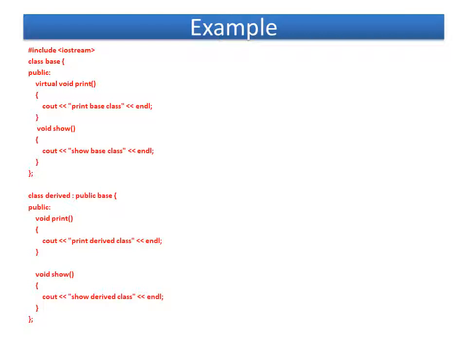So here we have two classes. One is class base, another one is class derived. Here this is the parent class and this class derived is the child class. We are inheriting the properties of the base class into my derived class. In both the classes we have two functions named print and show. In the derived class also we have two functions, print and show.